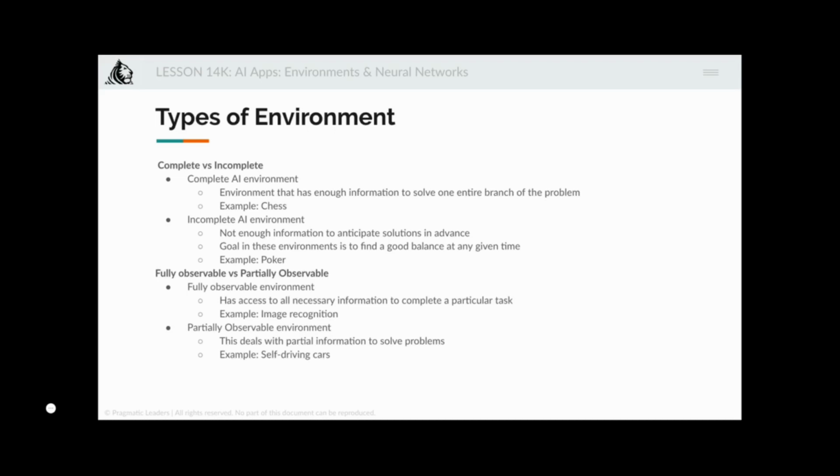What's a fully observable versus partially observable environment? A fully observable environment has access to all necessary information to complete a particular task. If you want to recognize a certain image, all the data is already available in that image itself, so you can easily recognize what's happening. A partially observable environment deals with partial information to solve problems. Self-driving cars, for example, are a prime example. They don't have all the information; they have to continuously work with partial information.